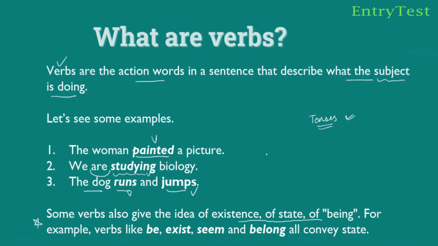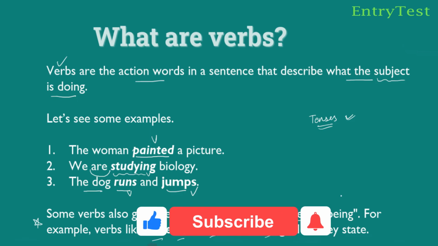Alright. Now another important thing, some verbs also give an idea of existence or state of being. So not all verbs are action showing verb. Some of them can be, let's say, those who show some state of being. For example, be, exist, seem, belong, or these all convey a state of being. Let's understand it in more depth.